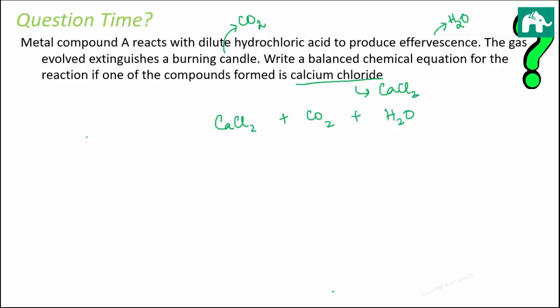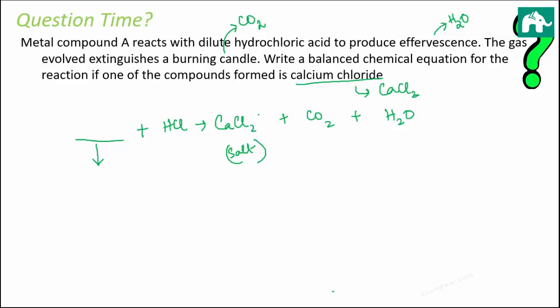We do not know which metal compound this is, but we know that it reacts with dilute hydrochloric acid to form this. Now, looking at this reaction, what do you see? You see that the output is a salt plus carbon dioxide plus water. In what kind of reaction do we have this? When a metal carbonate or a bicarbonate reacts with acid, it forms salt, carbon dioxide and water. So that obviously means that this has to be a metal carbonate or a metal bicarbonate.